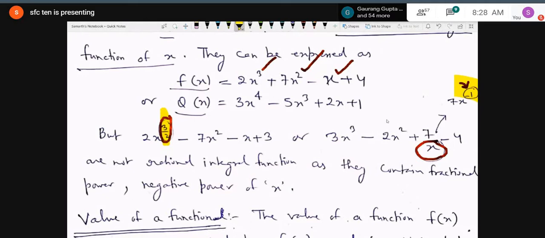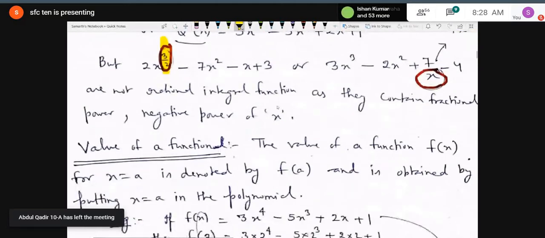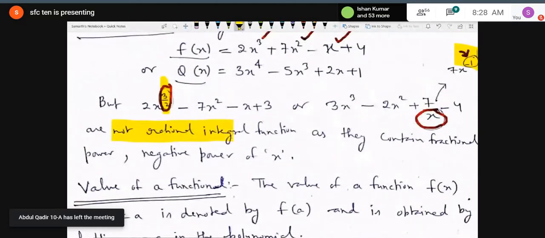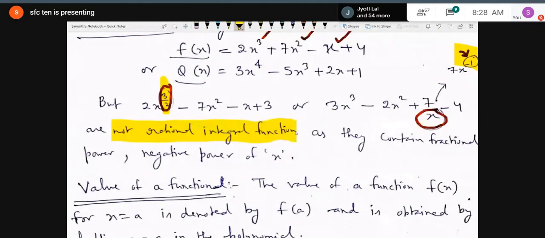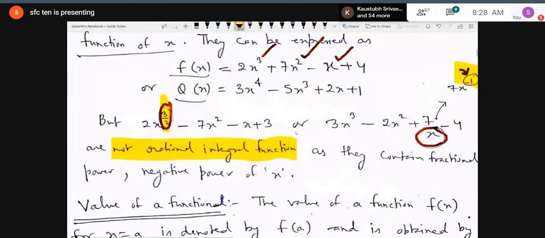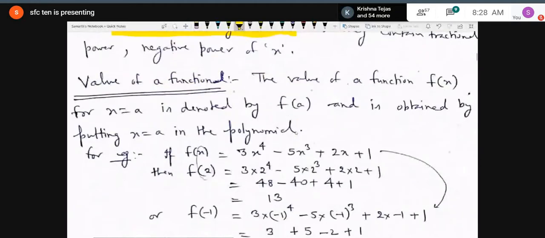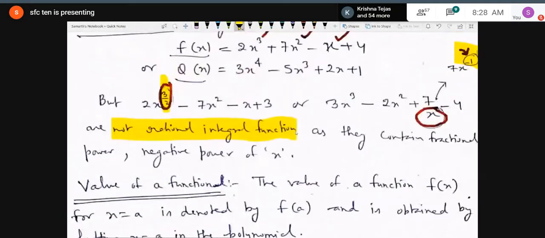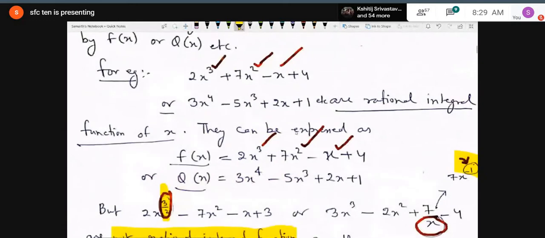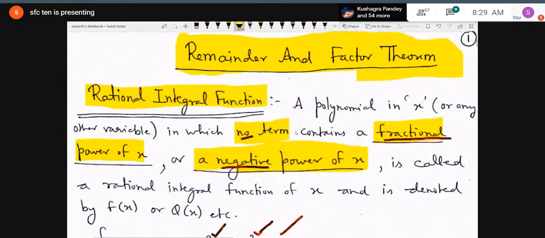Okay, so I have written in the beginning that a rational integral function is a polynomial in x which contains no terms with a fractional power of x or negative power of x. These types of polynomials are called rational integral functions of x, and they are represented by f(x) or q(x). Now why have I taught you this? Because our remainder theorem and factor theorem are simply based on those types of polynomials which are rational integral functions.